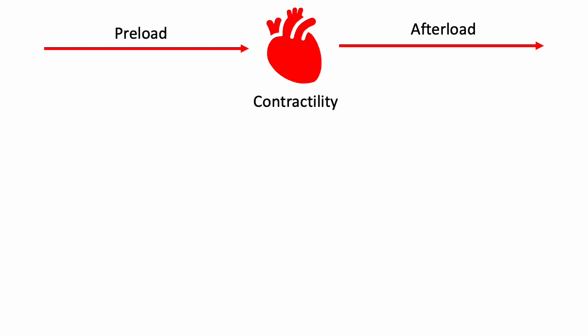And contractility will be determined by the actual state of the heart itself, so whether there are any associated comorbidities, such as heart failure or ischemic heart disease, or anything that's currently going on that might be affecting the ability of the heart to contract, such as myocarditis or a septic cardiomyopathy.